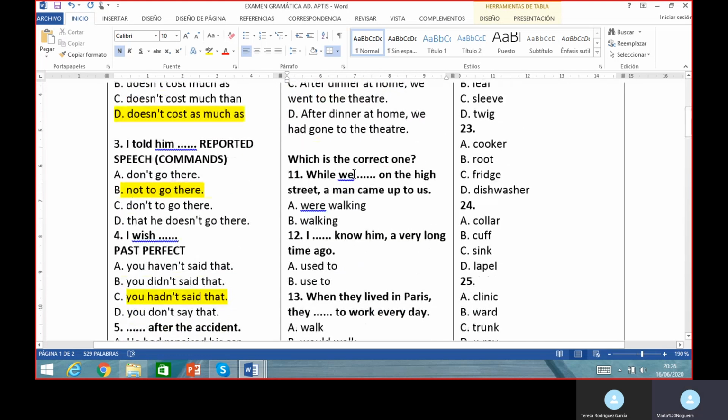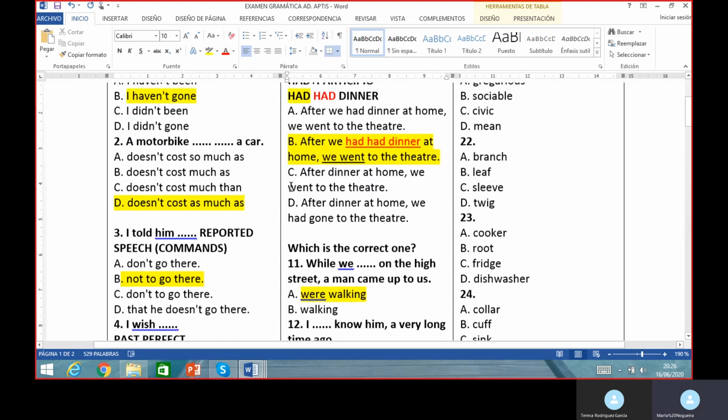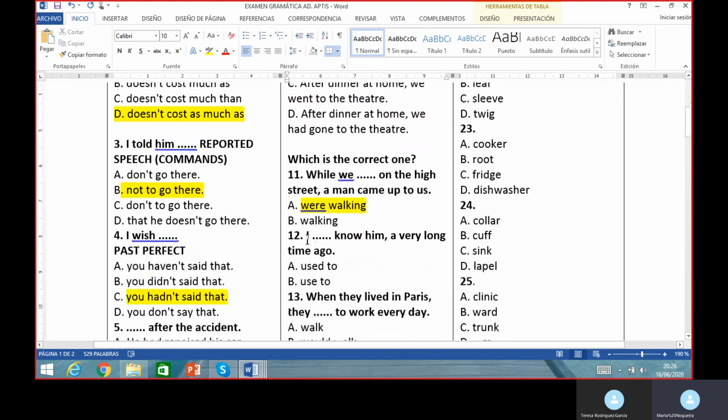Ok. Which is the correct one? While we were walking, ¿vale? En el examen normalmente hay que elegir entre A, B, C o D, pero podemos tener A, B, C o A, B, ¿vale? Entonces, también dijimos que el pasado simple se contrastaba con el pasado continuo. We were walking. Okay, while we were walking on the high street, a man came up to us.